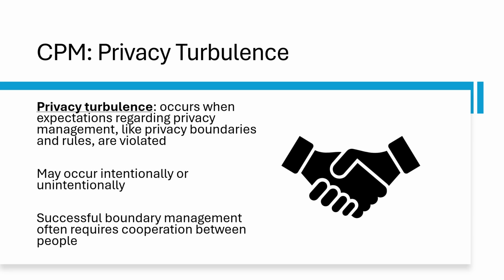If you're the only one who perceives something to be private, or if you're the only one who perceives something to be a secret, it's really not a secret after all, is it? So privacy turbulence occurs when your expectations regarding your privacy and privacy management are violated.